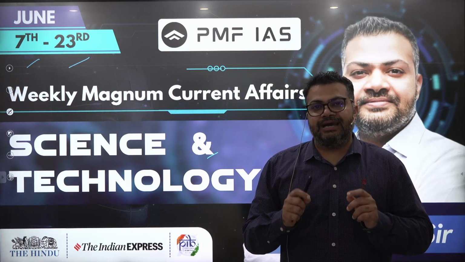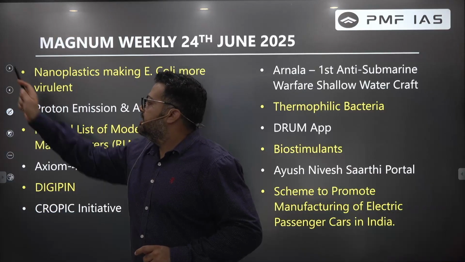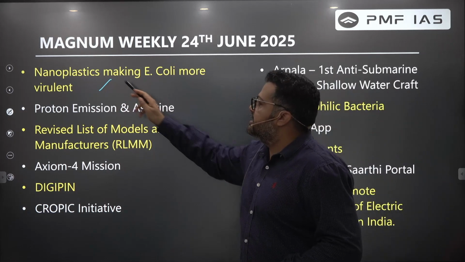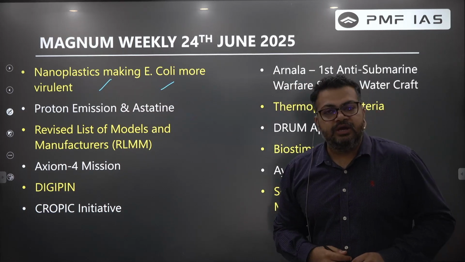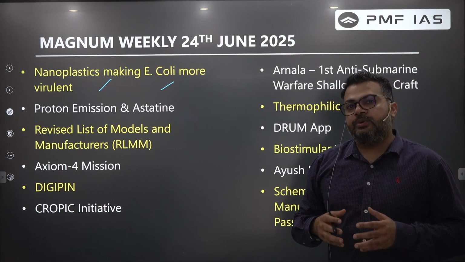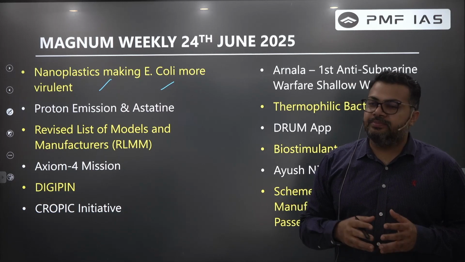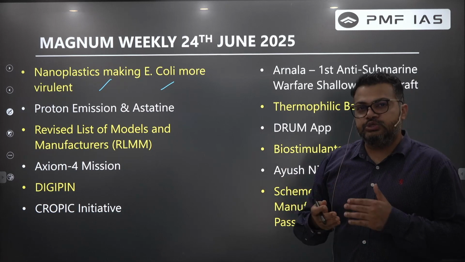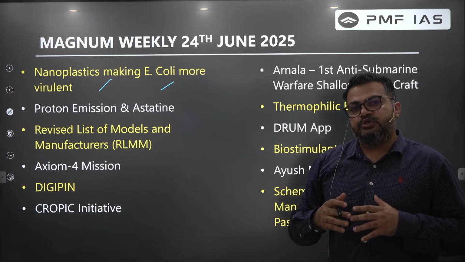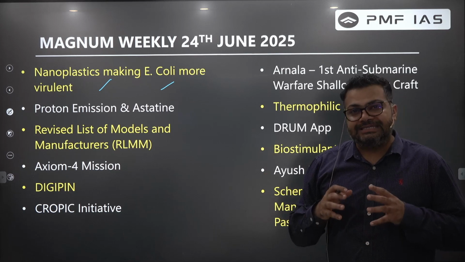Let's see the highlights of the topics that I'm going to talk about today. The first topic of our discussion is going to be on nanoplastics, which is changing the nature of E.coli bacteria. We'll talk about what is the E.coli bacteria, how the nanoplastics are causing a problem. Now, this particular topic can also be seen overlapping with environment and ecology. So you can see it from both the perspectives of environment as well as from the perspective of science.